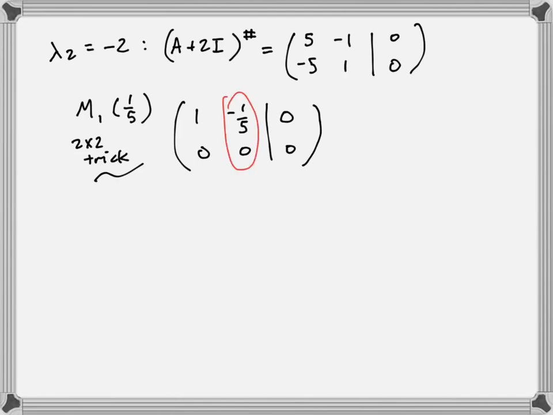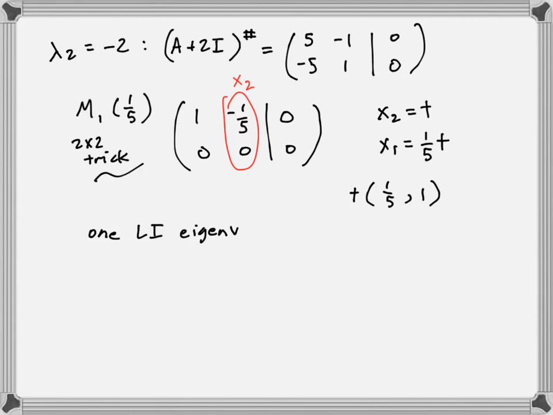So again, x2 is our free variable. We have x2 equal to t. What is x1 equal to? 1/5 t. Okay. And so what do our eigenvectors look like? It looks like this: t times 1/5, comma 1. So we have one linearly independent eigenvector.